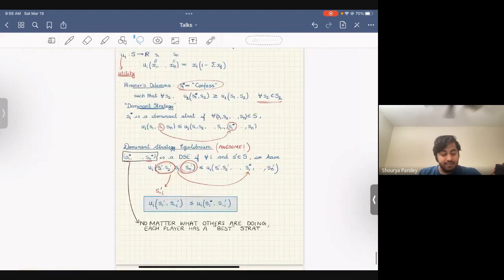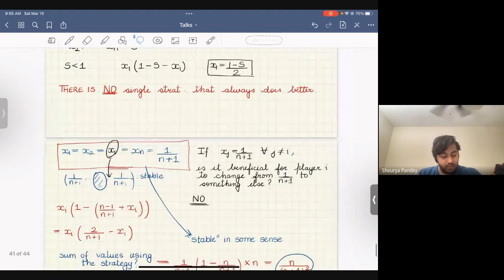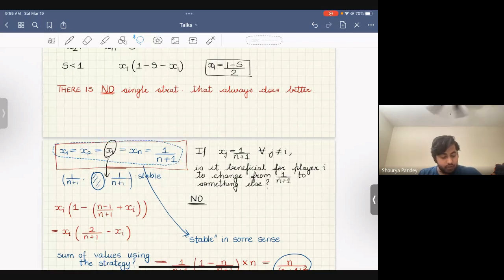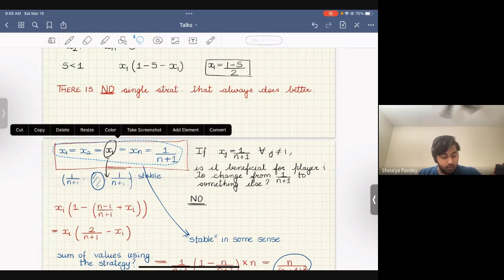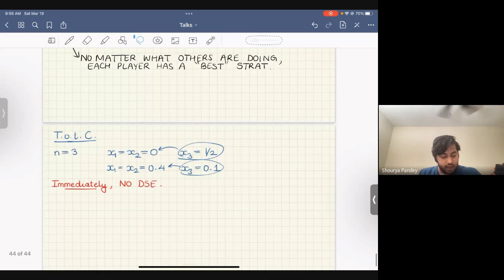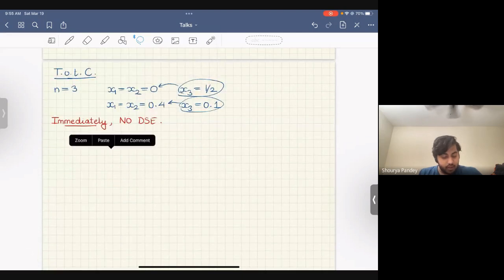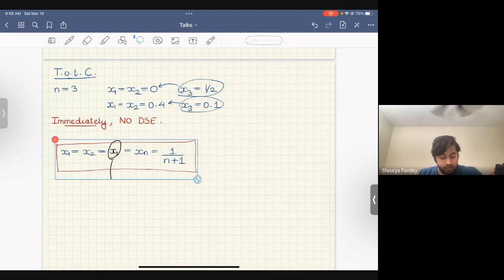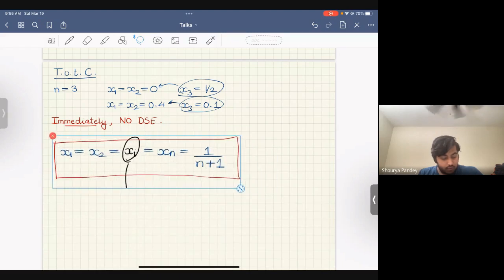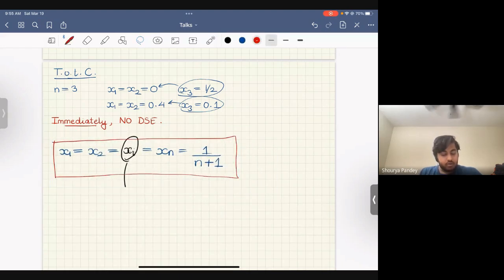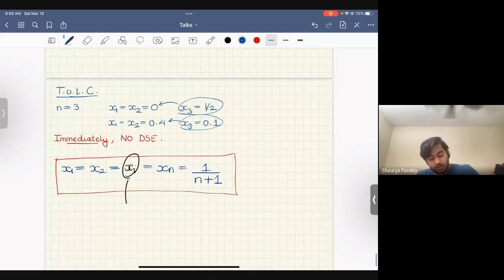So what's the next best thing we could hope for? Why is this strategy not a DSE? What is wrong with this? Why does it not work? I did say that we can change something and there's no benefit to xi, right? So then why is this not a DSE?